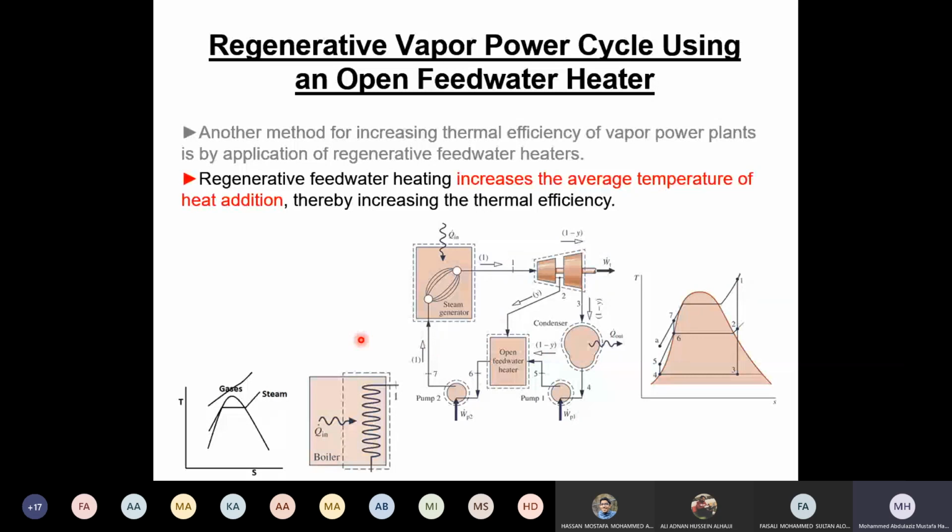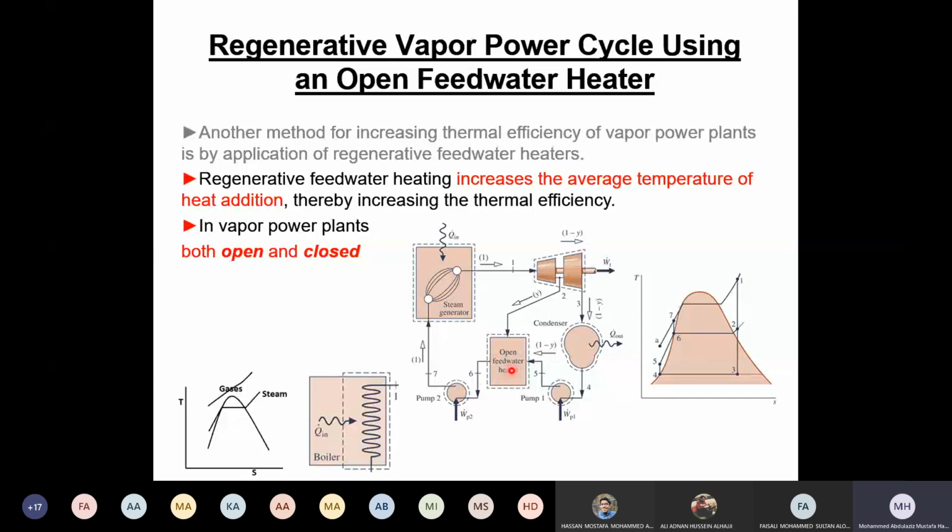All right. So here, remember this word, open feed water heater. When we mix both of them here, this is called an open feed water heater. We have another type, the closed feed water heater. We'll talk about this later on.